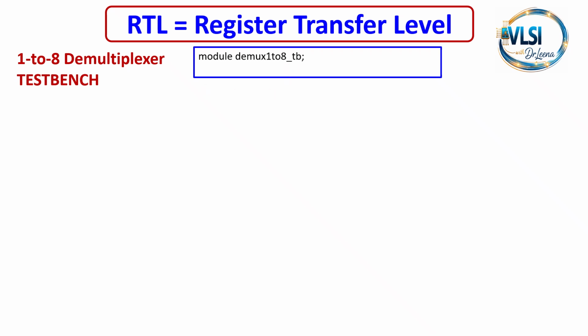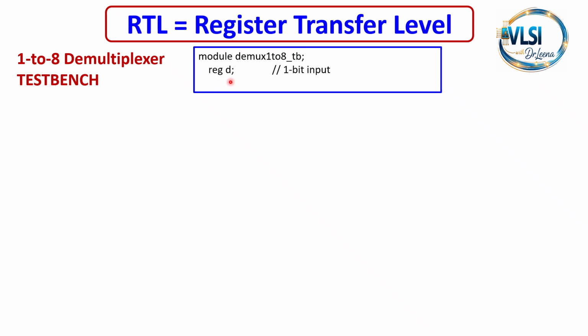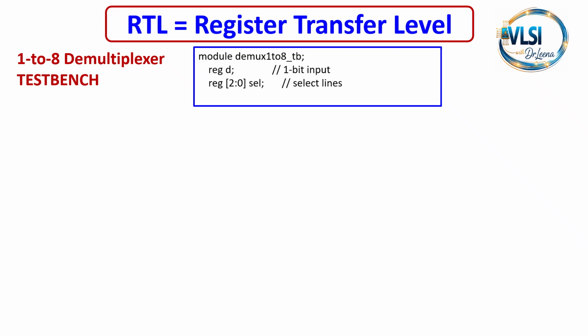And then next we are going to give the inputs and outputs using reg and wires. We already know why we are using reg and wire. Look at this. First we are going to give 1 bit input D using reg, and next we are going to give 3-bit sel using reg.